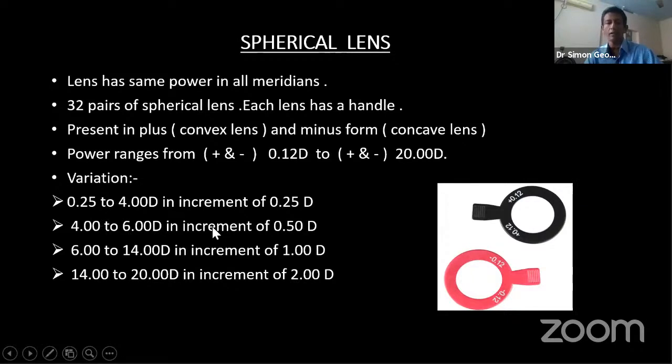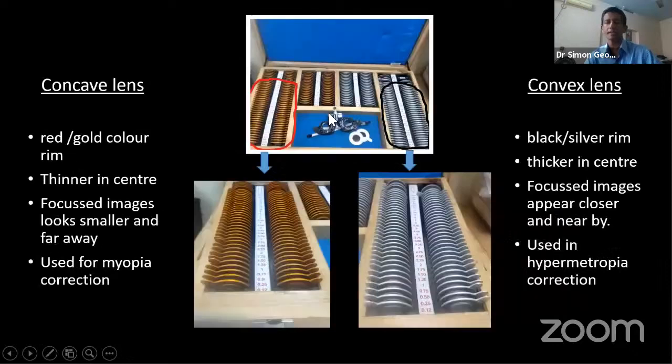Okay. Now, where are the lenses placed? If you open the trial set, the lenses which you see here on the left side, I have marked with a red circle, are the concave lenses. And these lenses have either a red color or a golden color rim. Because they are concave lenses, they are thinner in the center and thicker in the periphery. And when you look through it, the images look smaller and further away. And these are lenses which are used for myopia correction.